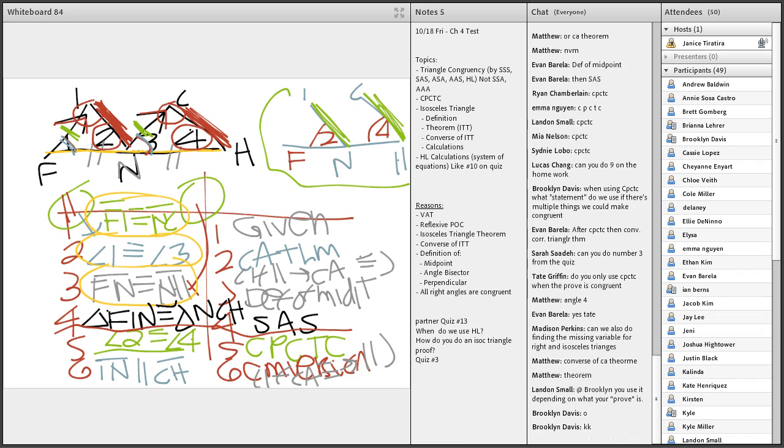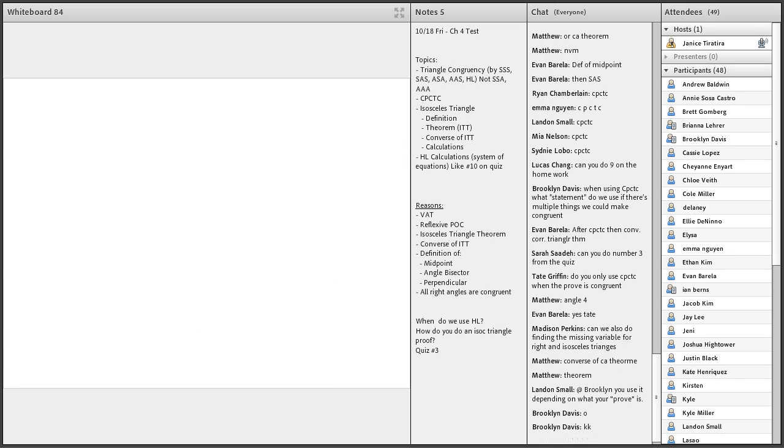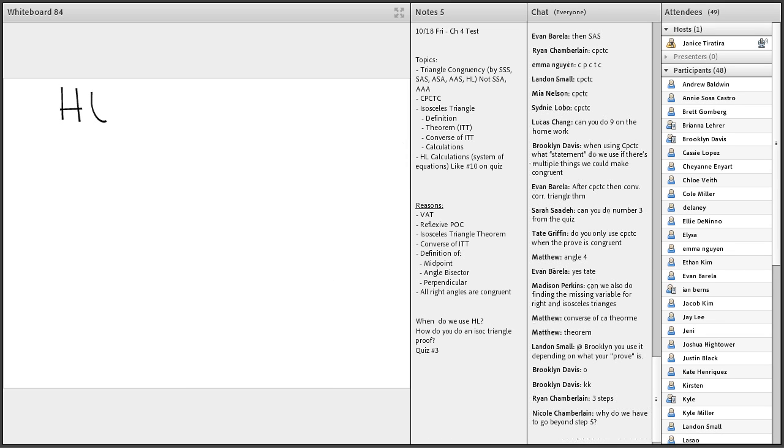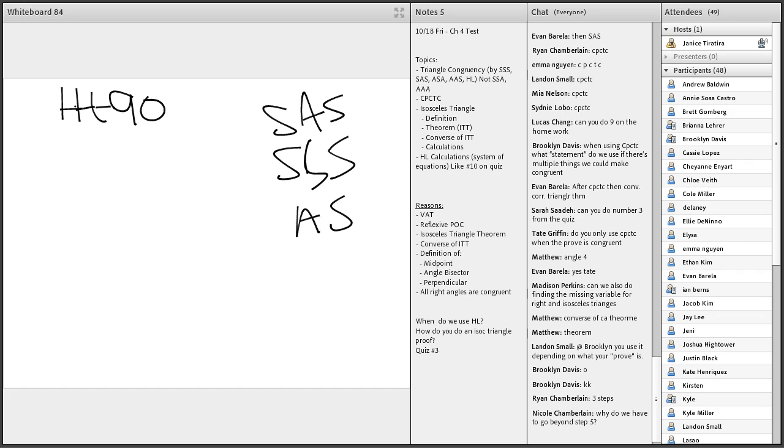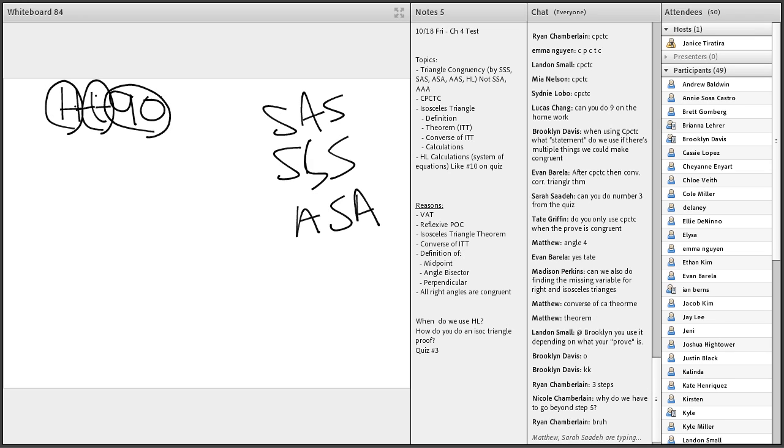Right. Okay, so then now when do we use HL? Okay, so to use HL, I liked how someone did this. They did HL 90. Right, that's so true. Like all the other ones have 3 things. Like SAS has 3 things. Side side side has 3 things. Angle side angle has 3 things. So for HL, you must show hypotenuses are congruent, legs are congruent, and 90 degrees. So you have to show 3 things still.